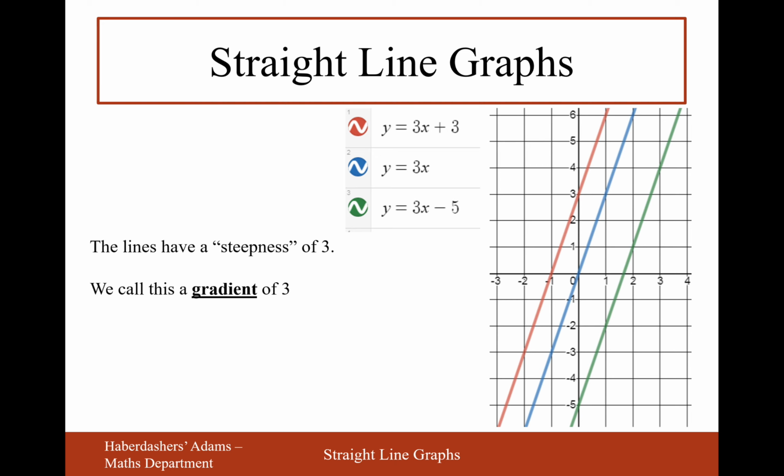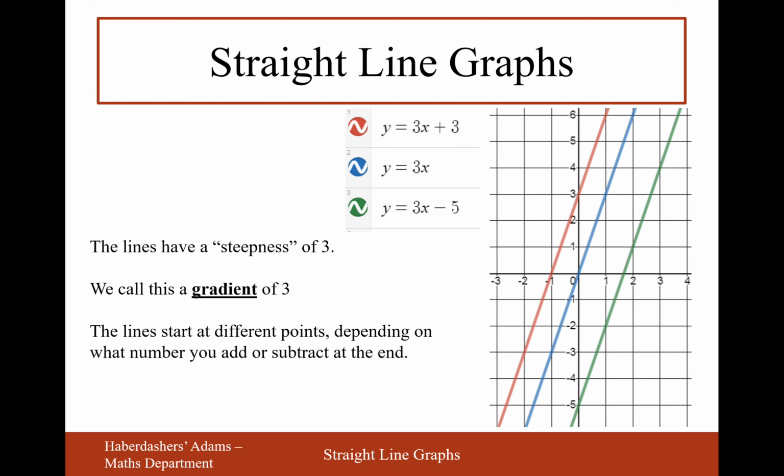This graph has a steepness of 3, or a gradient of 3. But it starts at different points depending upon what we add or subtract on the end. Here we start at 3 because we add on 3 to the red graph. This blue graph starts at 0 because we're not adding or subtracting anything. And minus 5 will be down here because I'm taking away 5 from all of the coordinates on the equation.